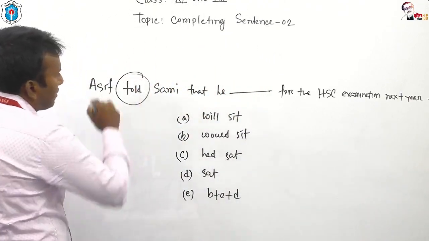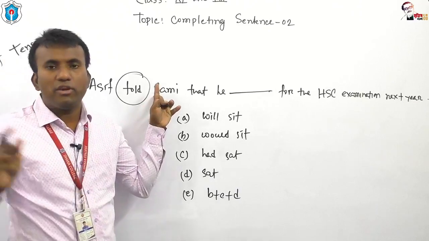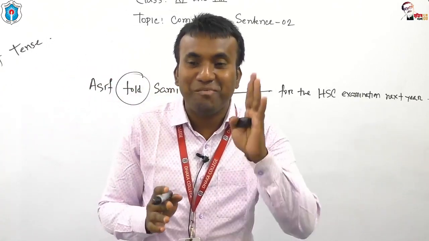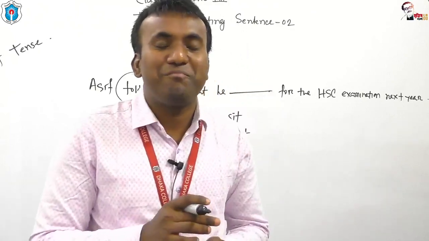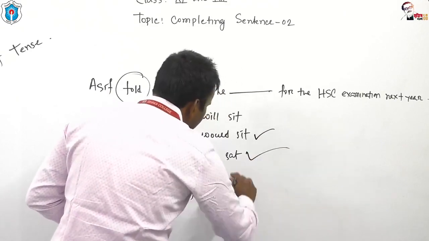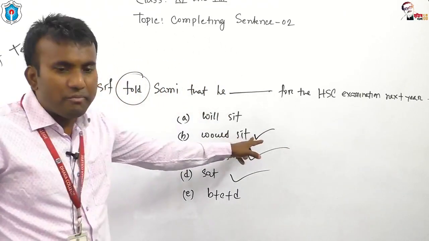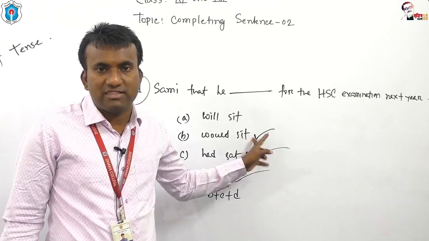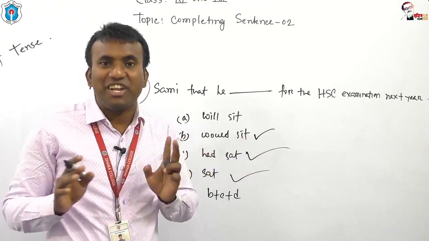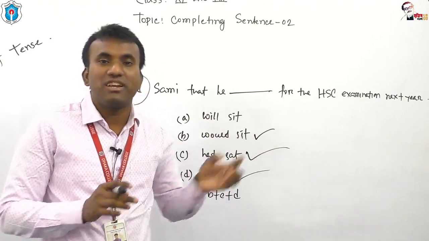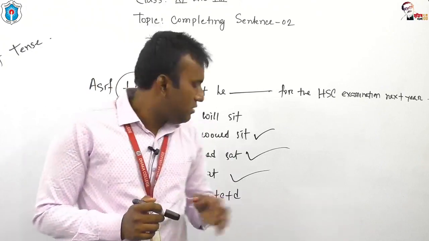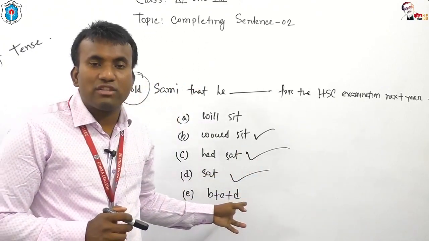Asif told Sammy. This is an example of past tense. I have already told you that if you get past tense in principal clause, you must take past tenses. Here, this one is past perfect, this one is past perfect, this one is past perfect. We have 3 past perfect tenses, but all the tenses will not be used here. Now I'm going to tell you why option E is not the answer. Why?